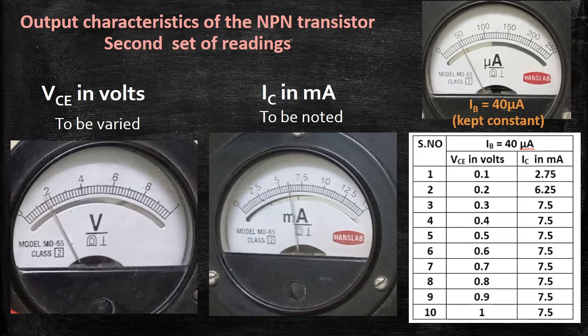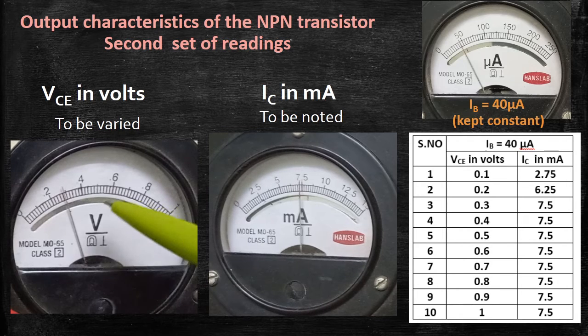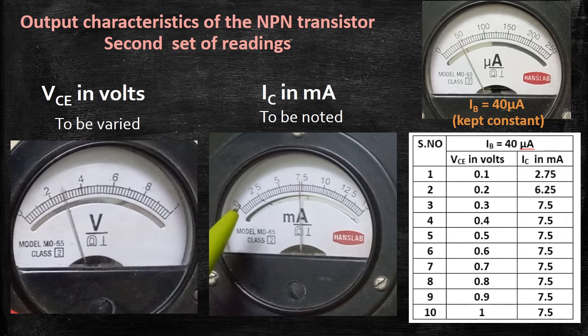Understood? Now it is increased from 0.2 to 0.3. Are you clear? Again you check the IB value. It should be kept exactly at 40 microampere. It is at 0.3 volt. IB is at 40 microampere. Note down the reading now. 10, 20, 30. 30 into 0.25, 7.5.